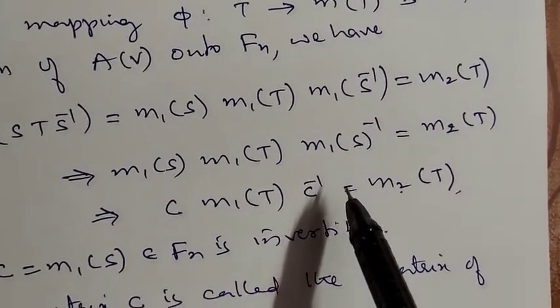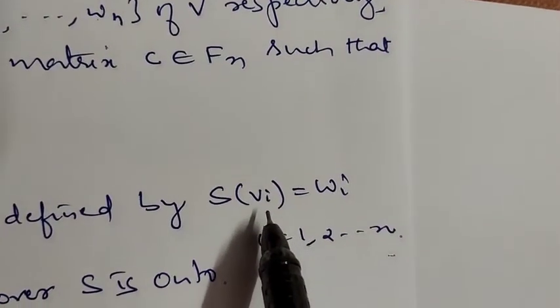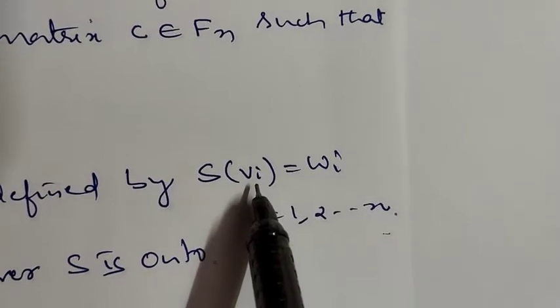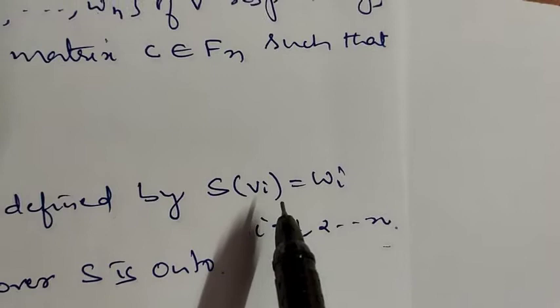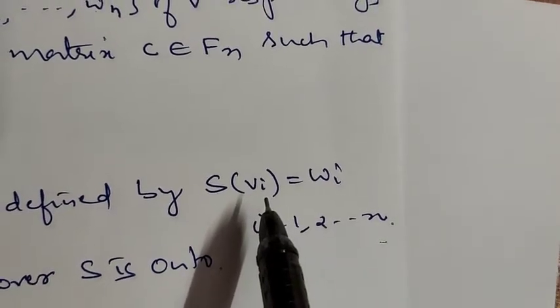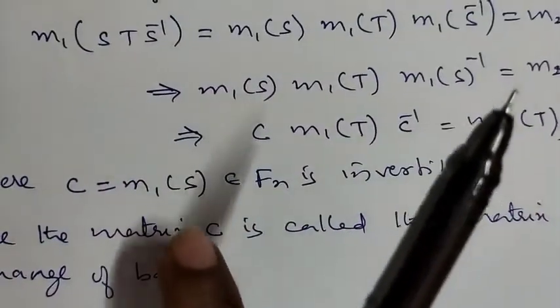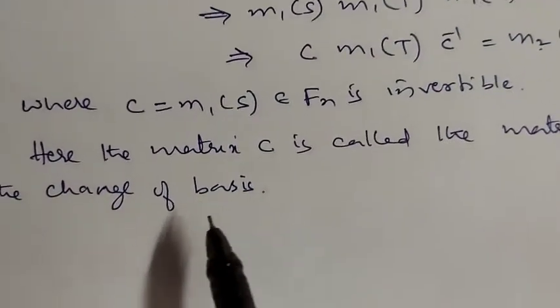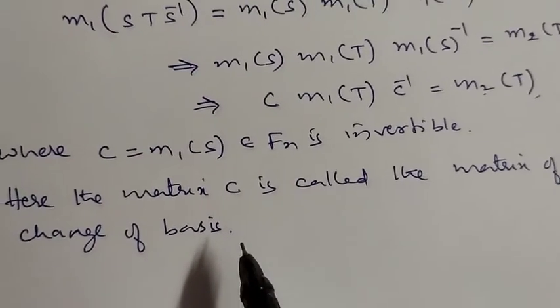What is S? S is a mapping from V to V, which maps S of Vi is equal to Wi. So what it is doing? It is changing the basis Vi to Wi. So we can call this S the transformation of change of basis, and therefore the matrix C corresponding to S is called the matrix of change of basis. Here C is called the matrix of change of basis.